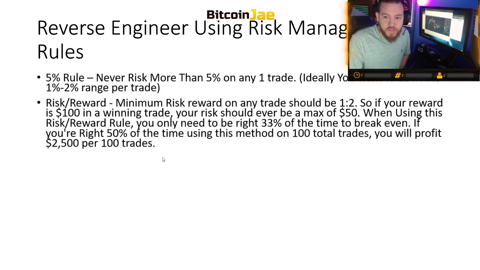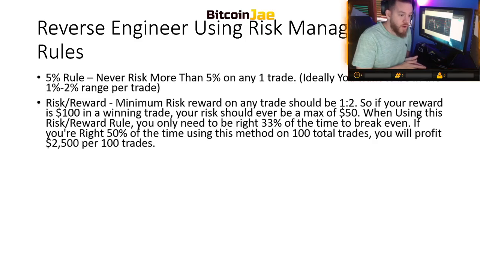Risk reward, right? So the minimum risk reward on any trade should be 2 to 1 or 1 to 2, however you want to say it. So if your reward is $100 in a winning trade, your risk should never ever be more than $50, right? So your risk should never ever be more than $50. When using this risk reward rule, you only need to be right 33% of the time to be a break-even trader. Alright guys, if you follow this risk reward rule, you only need to be right a third of the time and you're still a break-even trader.